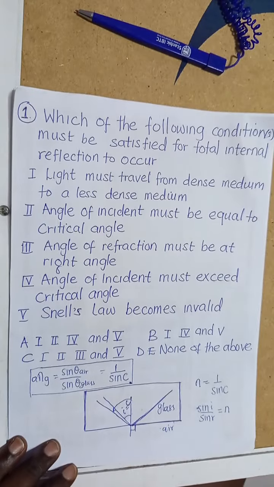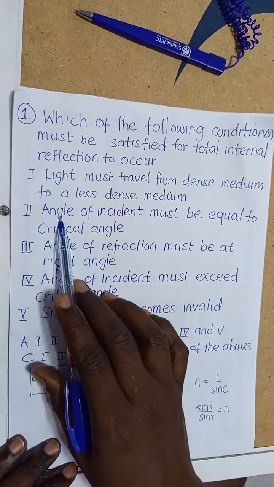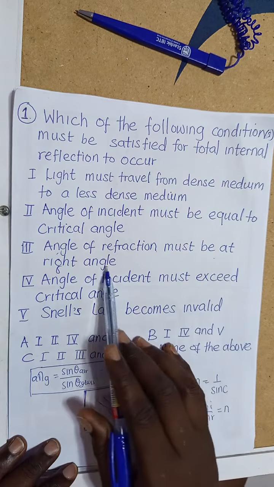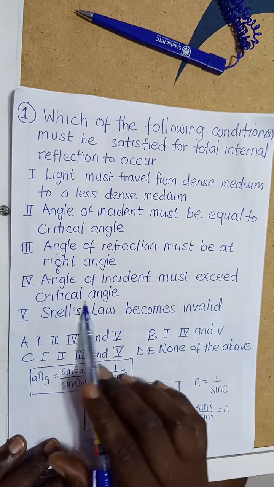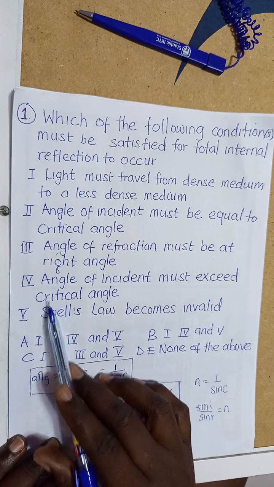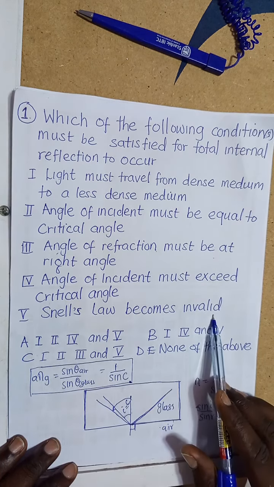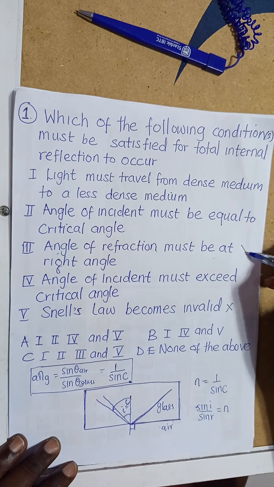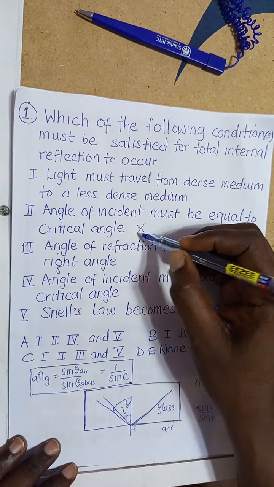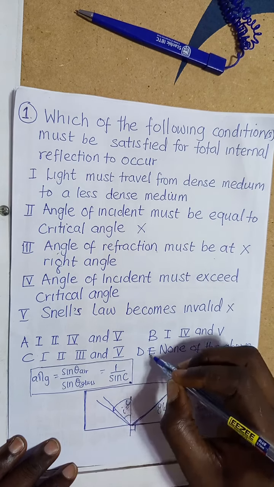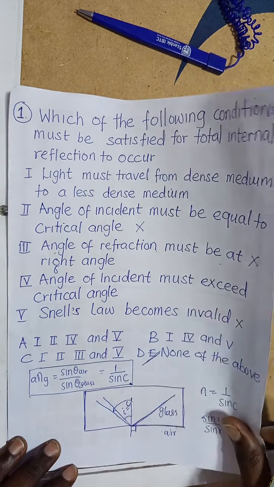So angle of refraction must be at right angle? No. Angle of incidence must exceed the critical angle? Yes. So 1 and 4 are correct here. Snell's law becomes invalid? Wrong. So this statement is wrong, this statement is also wrong, and this one is wrong. So I'll go with 1 and 4, and there's no 1 and 4 there. What we only have is 1, 4, 5. So I'll go with none of the above.